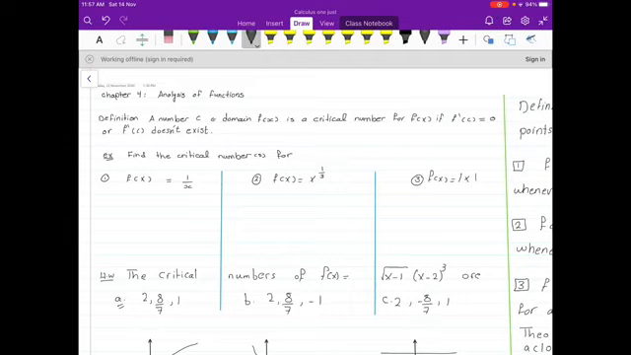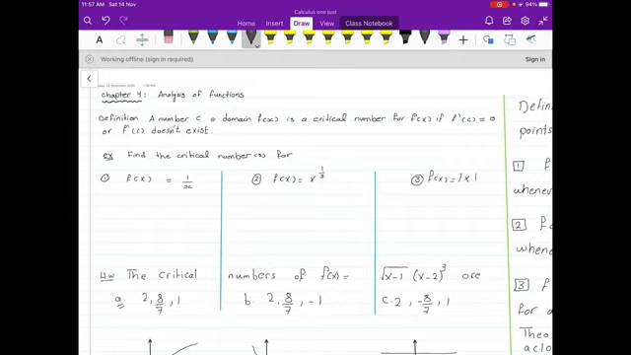You learned before how you can find the derivative for polynomial, for exponential function, sine inverse, cosine inverse, logarithmic function. Now in this chapter we will study application of the derivative. So we start analysis of function, section 4.1 and 4.2.